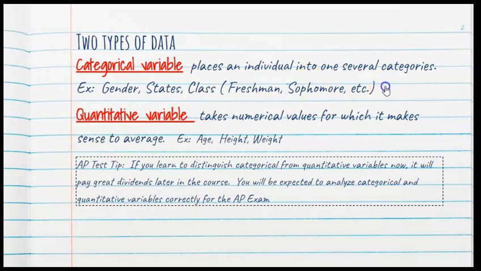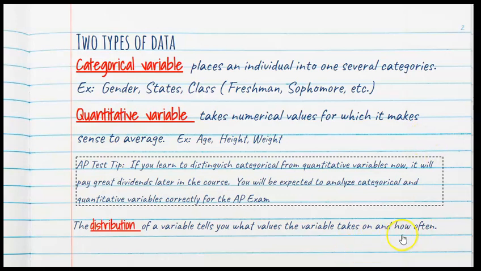Now, the next thing you want to know is something called a distribution. The distribution of a variable tells you what values the variable takes on and how often. So it's kind of like a list of all the possible outcomes, if you will.